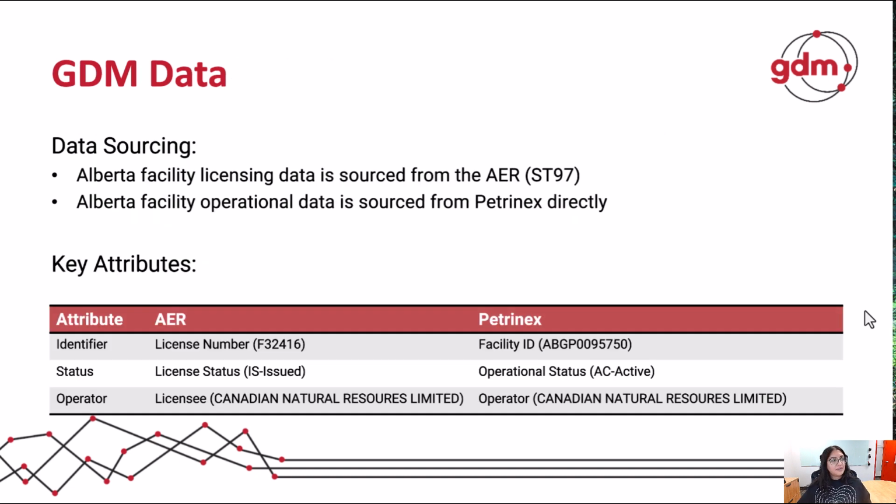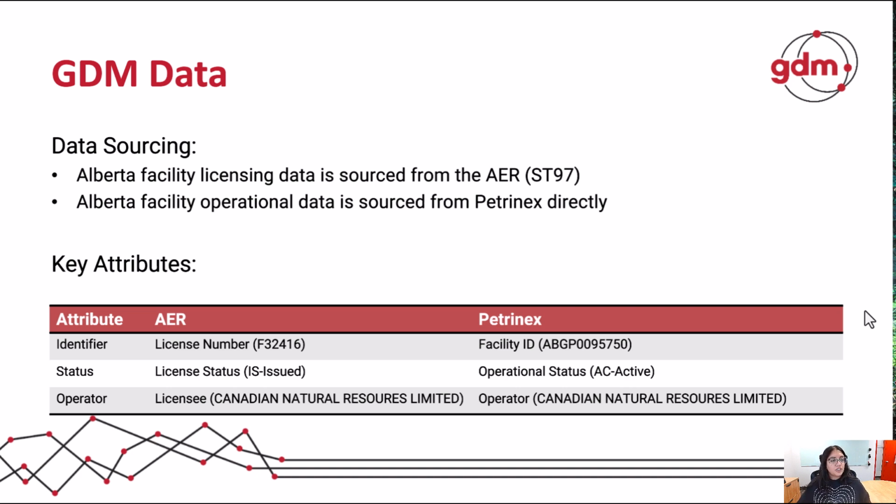In terms of GDM data, our data is sourced both from the AER and from Petronix directly. So we do contain both data sets in Converge. This means it's really easy for you to be able to pull up those statuses and compare the data quickly.